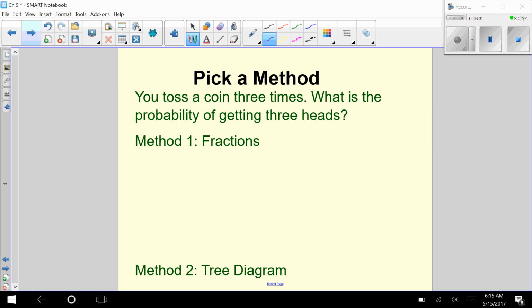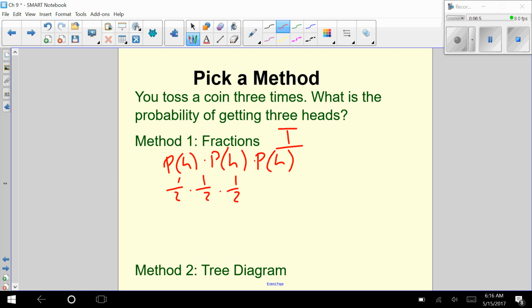And now we are going to pick a method. We're going to toss a coin 3 times. Probability of getting 3 heads. Well, these events are independent. So the probability of 3 heads is really just the probability of heads times the probability of heads times the probability of heads. Well, the probability of heads is always 1/2. So we have 1/2 times 1/2 times 1/2, and we get 1/8.